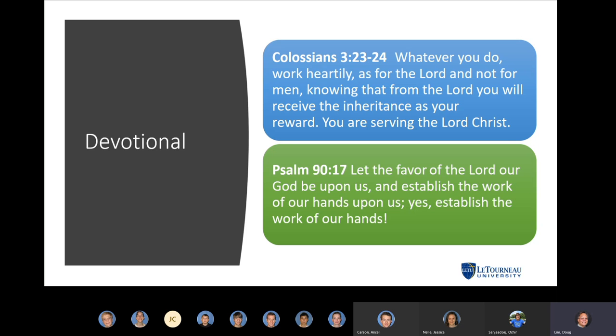And then we have Psalm 90:17. Let the favor of the Lord our God be upon us and establish the work of our hands upon us. Yes, establish the work of our hands. Again, two related verses in terms of who we're working for and why it's important to put in your best effort.